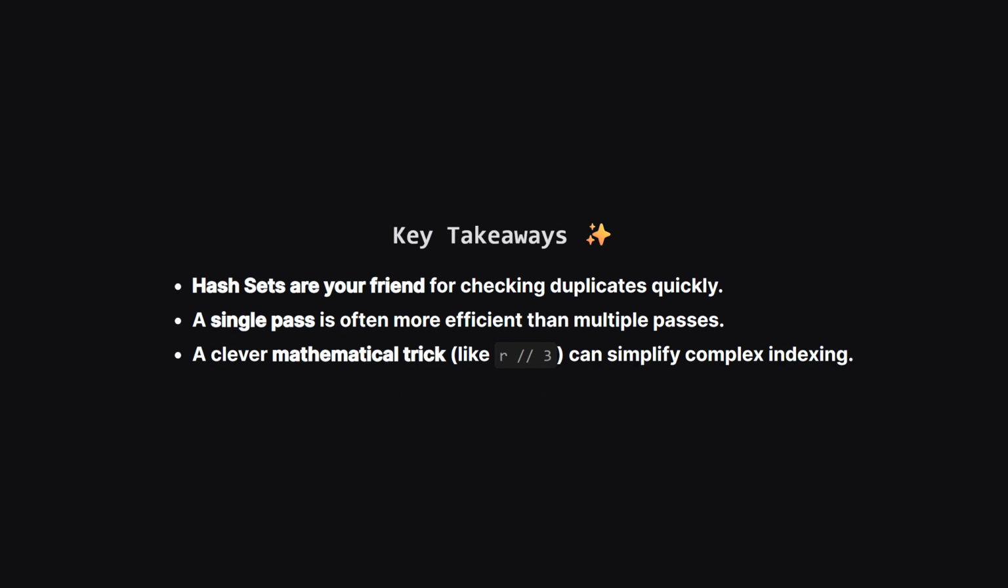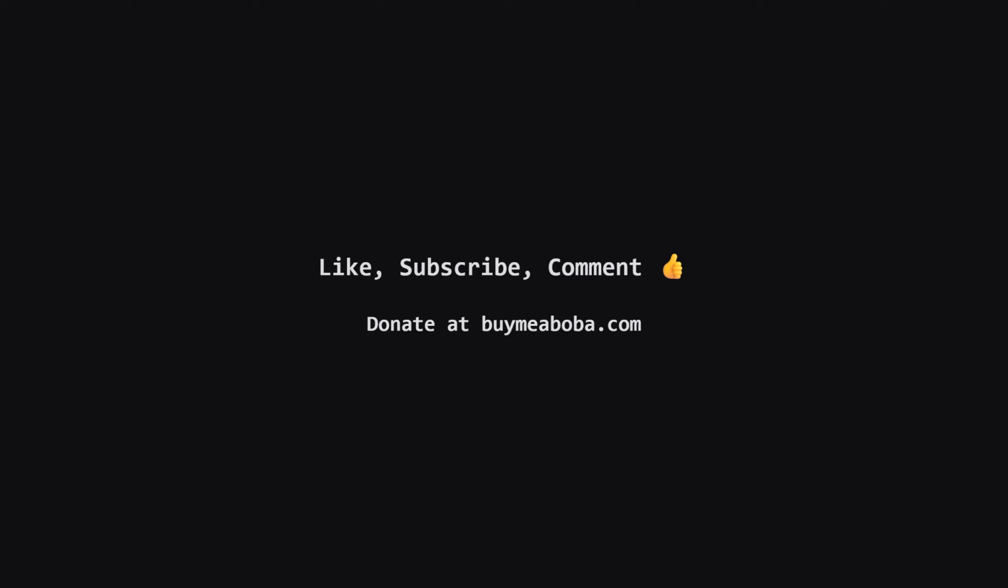So to wrap it all up, the main takeaway is that hash sets are incredibly useful for any problem involving duplicate checks. By combining them with a single pass through the grid, we can solve this problem very efficiently. And remember, sometimes a simple math trick, like the one we used for the boxes, can make your code much cleaner than a bunch of complex if statements. I hope that breakdown was helpful.